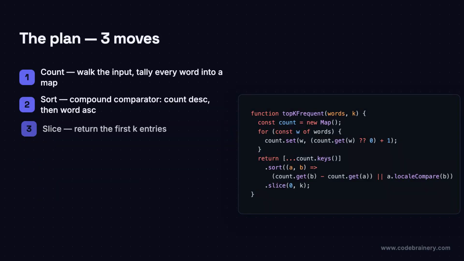3 moves. First, count every word into a map. Second, sort the unique words by the 2 rules in order. Third, take the first k entries and return them. That is the whole approach.